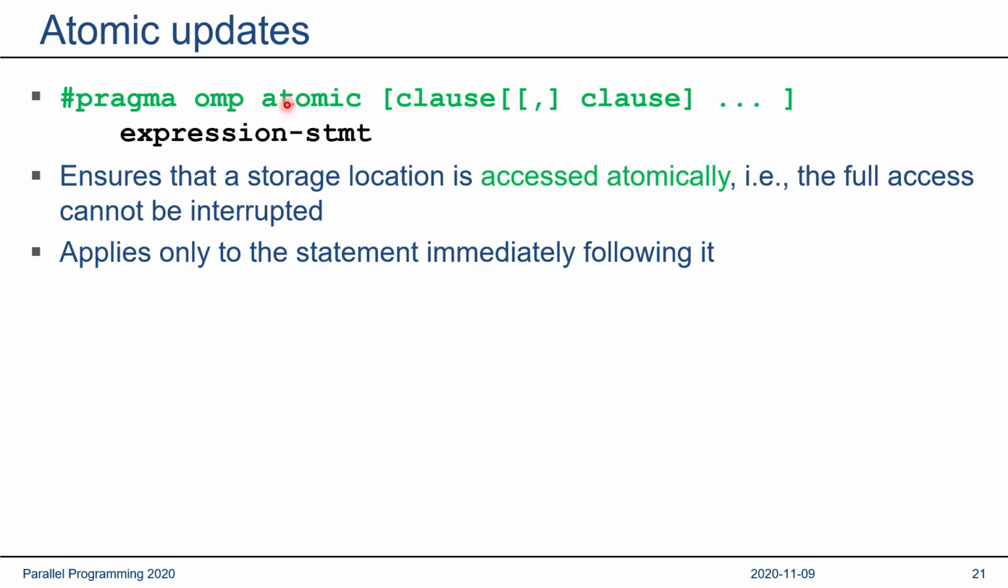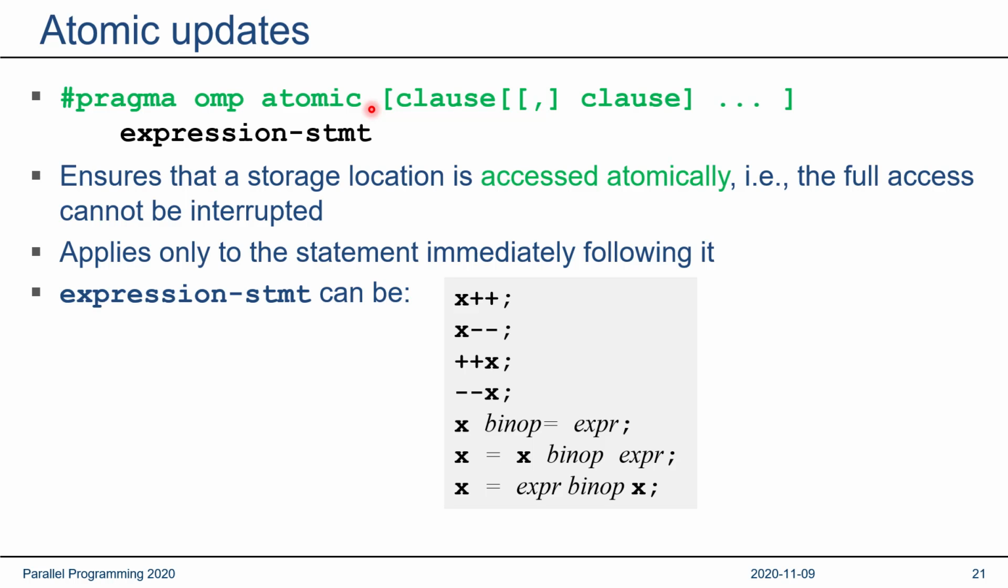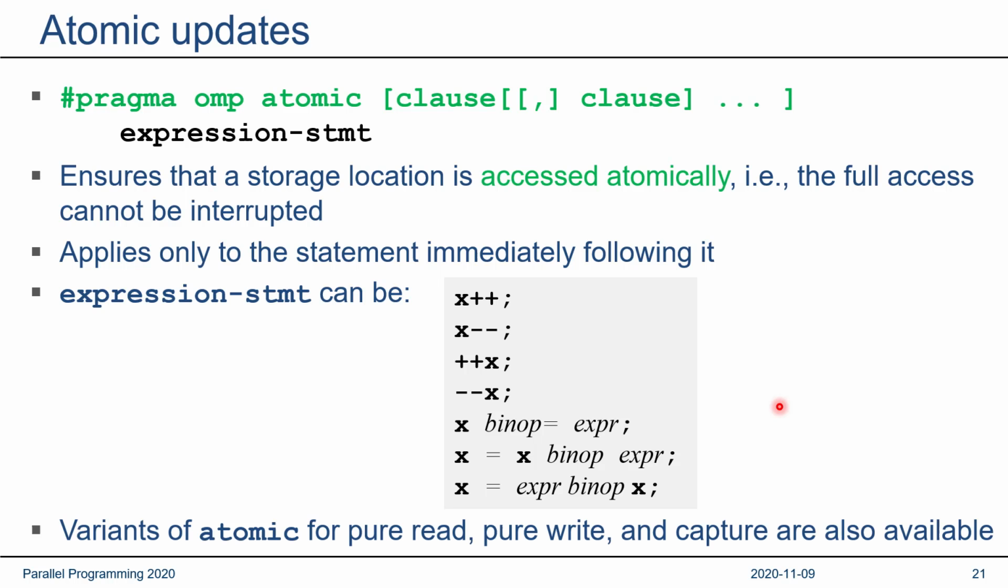Remember that that's not a structured block. It's really just one statement. So the atomic directive only applies to the statement immediately following it. This expression statement has a very specific form. Here are the 7 possibilities you have: x plus plus, x minus minus, and then the prefix forms, and then x whatever equals expression, and others. So these are the forms that the expression statement can take, and the compiler will infer from this statement under the hood what has to be done.